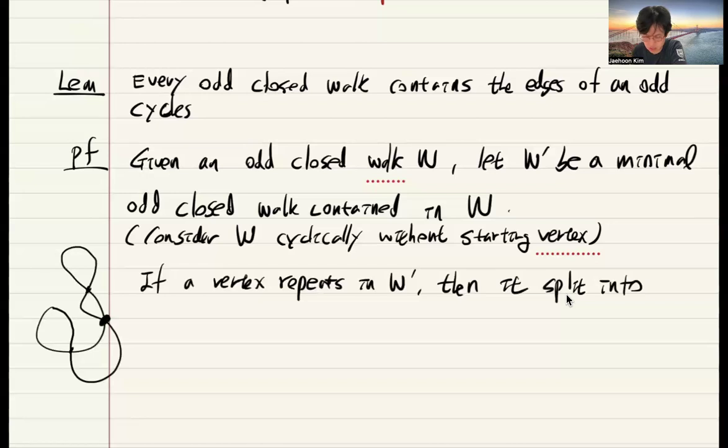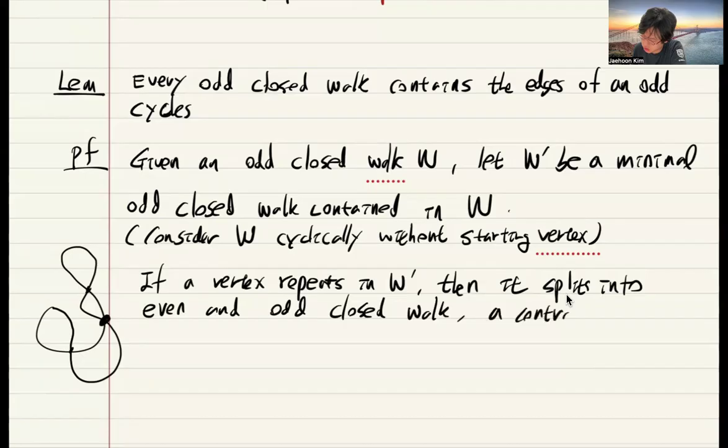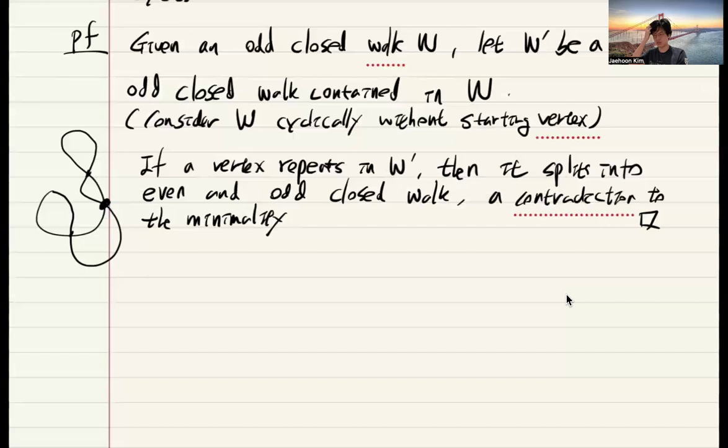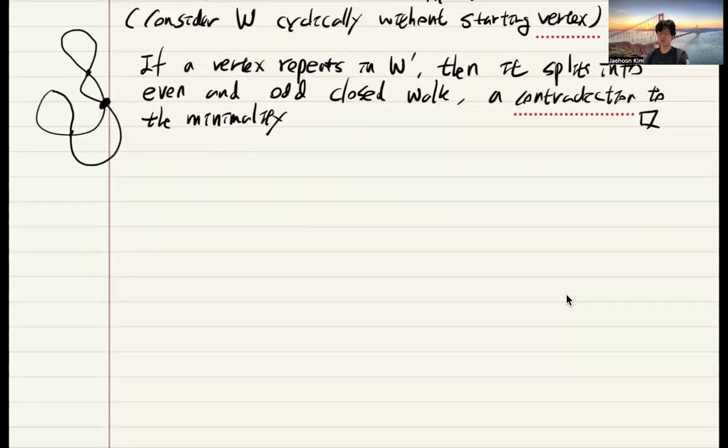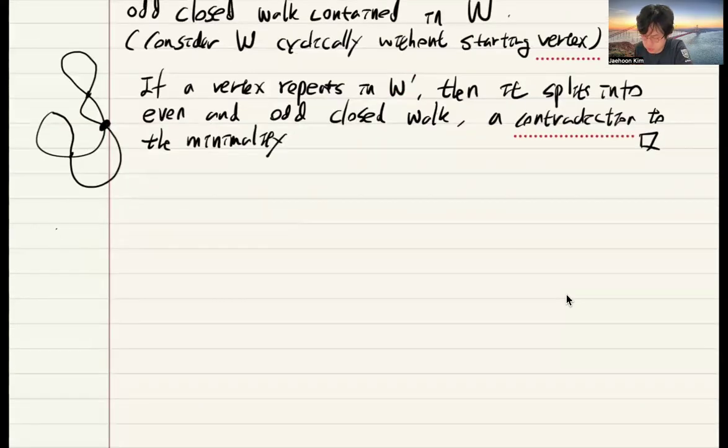That means it's split into an even closed walk and an odd closed walk. A contradiction, because this odd closed walk is smaller, contradicting the minimality. So this proves that if you take a minimal odd closed walk contained in W, that must be an odd cycle. So this lemma holds. So now let's prove the Koenig theorem.